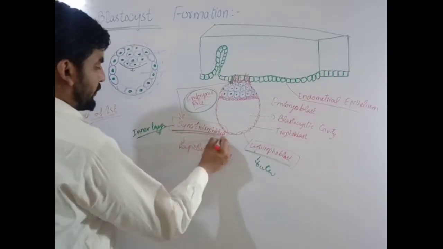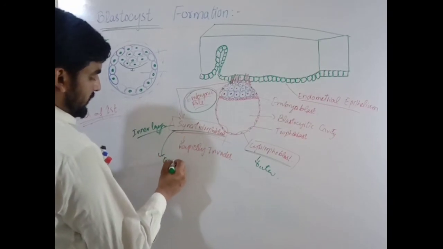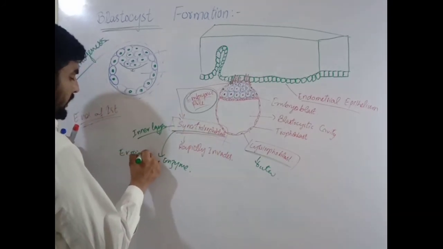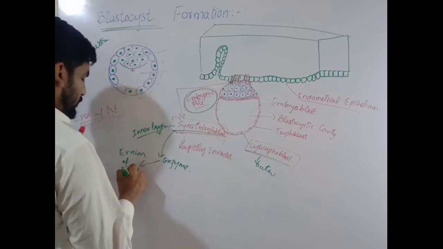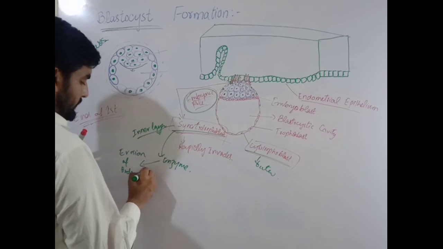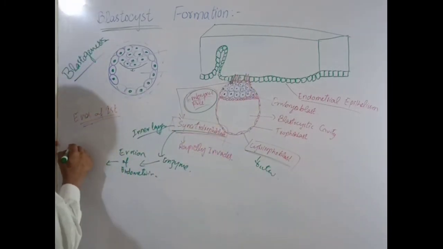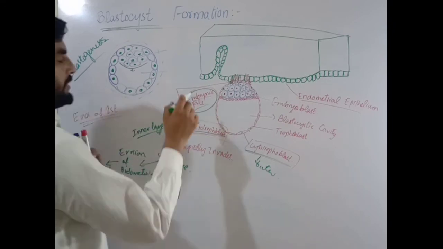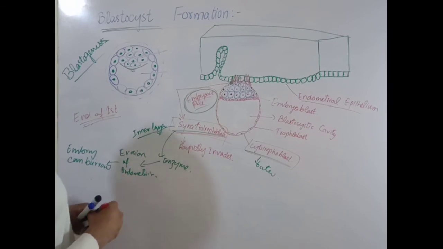Syncytial trophoblast contains a special type of enzymes that cause erosion of the endometrium so that the embryo can burrow inside the endometrium, and the implantation of the zygote occurs.